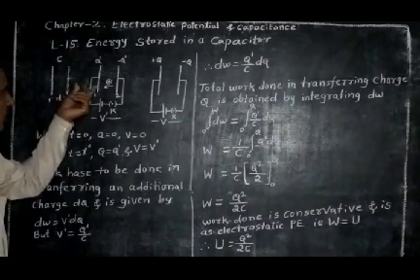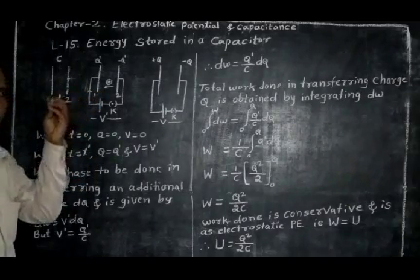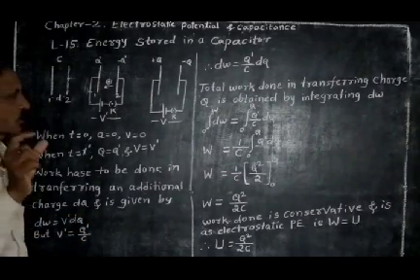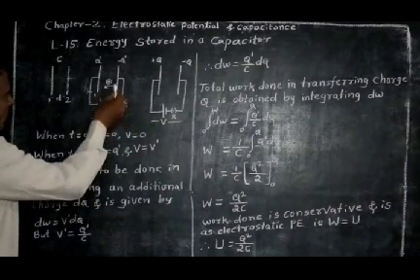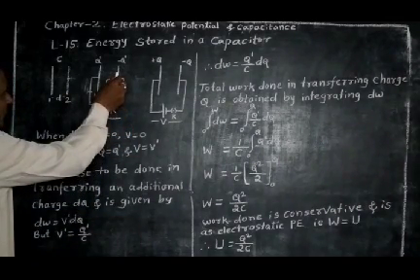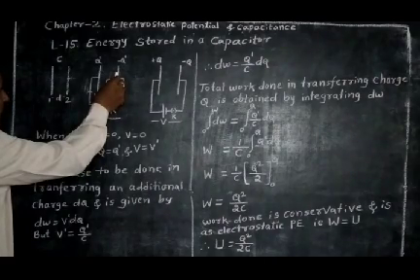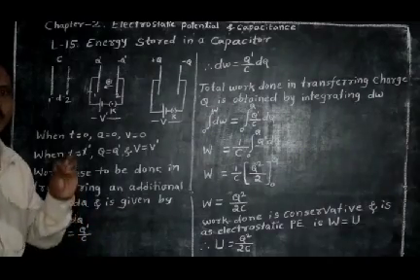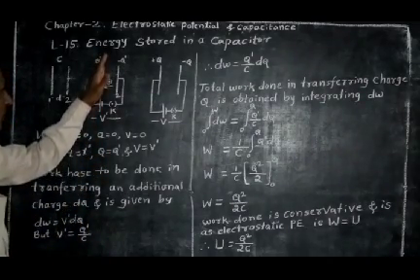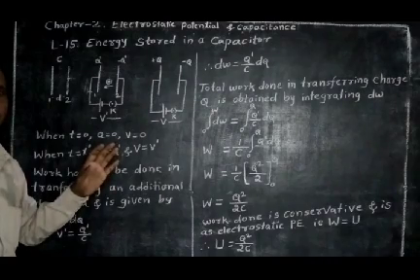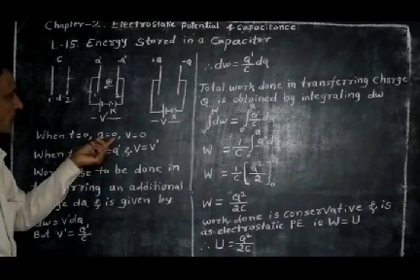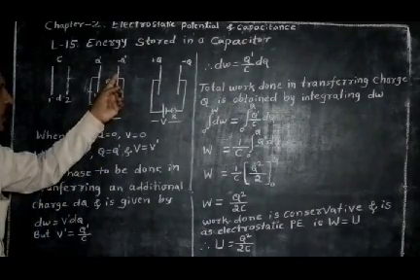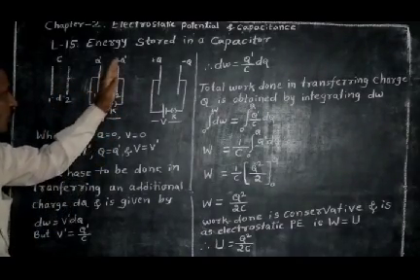When there is no potential difference, suppose that an infinitesimally small charge dq is lifted from plate 2 and sent to plate 1. No work is done, because initially plate 1 and plate 2 are at q equal to 0. There is no charge. Therefore, no work is required to send an infinitely small charge from plate 2 to plate 1.